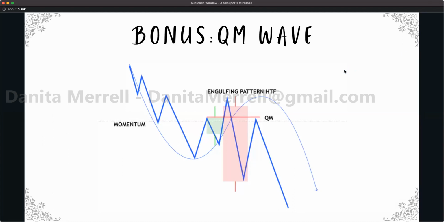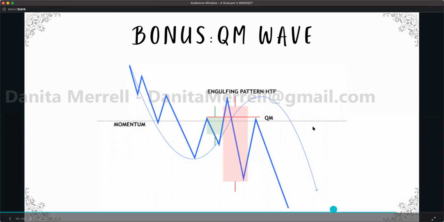This is a bonus setup. I haven't taught this anywhere, not in 4D nor here. It's called the QM wave, and basically it's a momentum move, sort of similar to a QMX, except it doesn't require the trend line. Instead, it just requires the market to be trending in a downtrend, right? So you can see we have a downtrend here, and we have this wave.